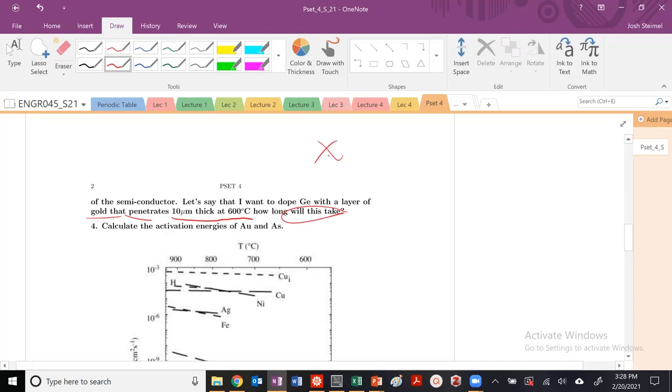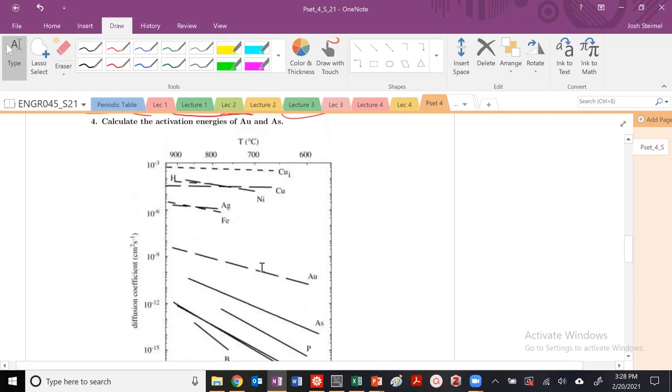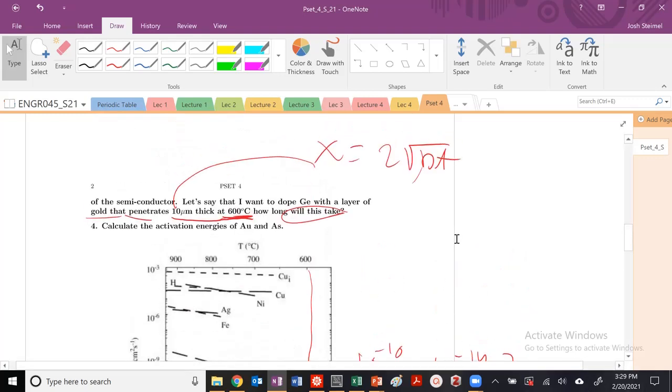For penetration, what equation are we going to use? We're going to use our 2 square root Dt, our engineering approximation. So x is equal to 10 micrometers. Diffusivity, we'll need to look that up. The temperature is 600, and we have gold here. So what's the diffusivity of gold at 600? Let's just say it's 10 to the minus 10 centimeters squared per second, so that means 10 to the minus 14 meters squared per second. So that's my diffusivity, and now I can solve for time.